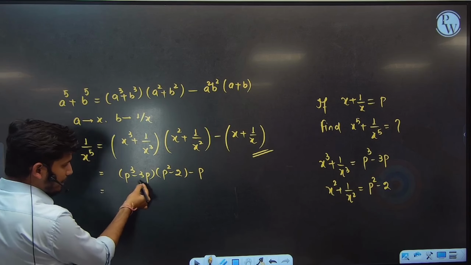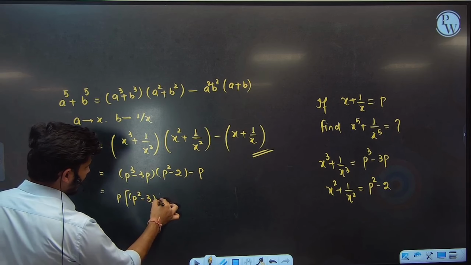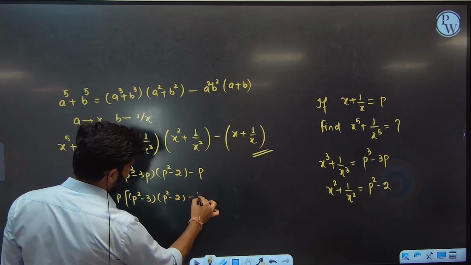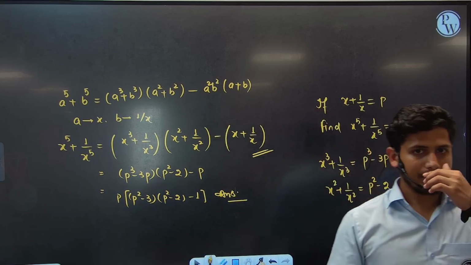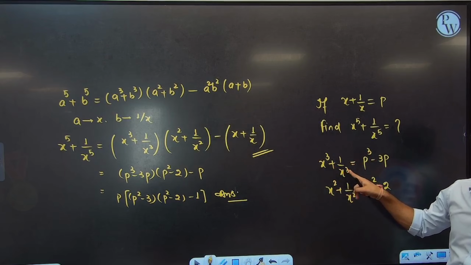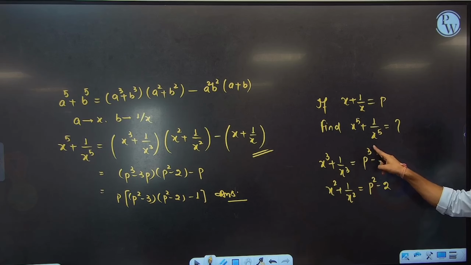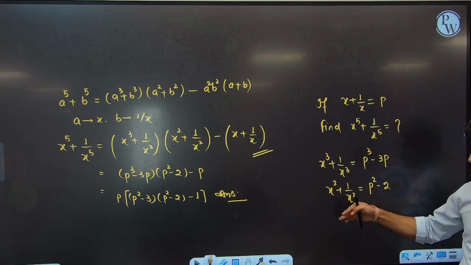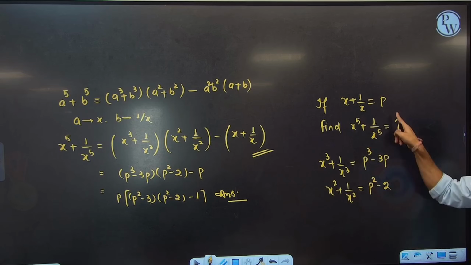So here p is common, and you get p square minus 3, into p square minus 2, and minus p. Check. Okay, x cube plus 1 upon x cube is equal to (x plus 1 upon x) whole cube minus 3 times (x plus 1 upon x). And the expression of x square plus 1 upon x square is (x plus 1 upon x) whole square minus 2.